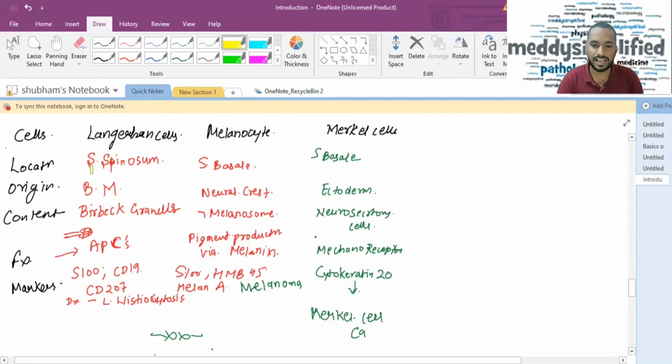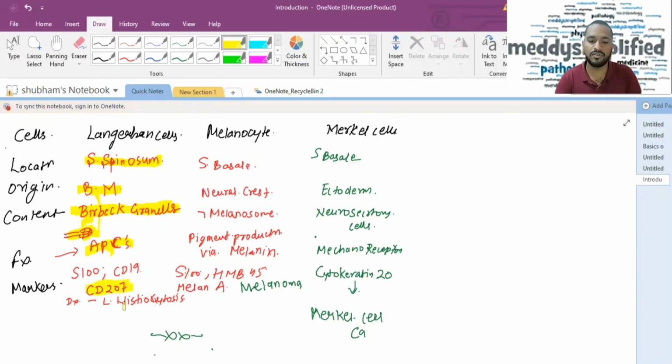So first we'll talk about Langerhans cells. Langerhans cells are located in the stratum spinosum. They originate from the bone marrow. They contain Birbeck granules, which are tennis racket shaped. You can see here, it is a tennis racket shape in appearance. The function of Langerhans cells is as APC, that is antigen presenting cells, and the important markers are S100, CD1a, and CD207. This CD207 is also known as Langerin, and it helps in the diagnosis of Langerhans cell histiocytosis.